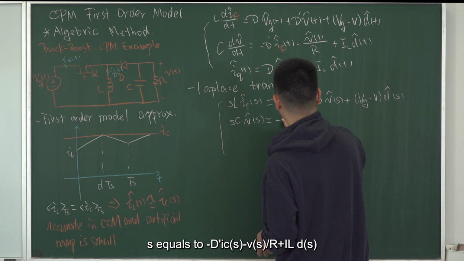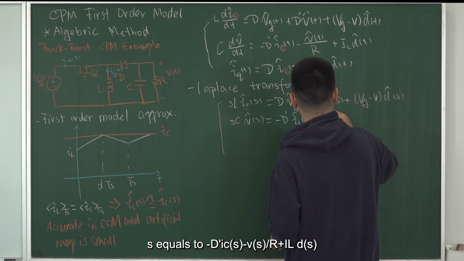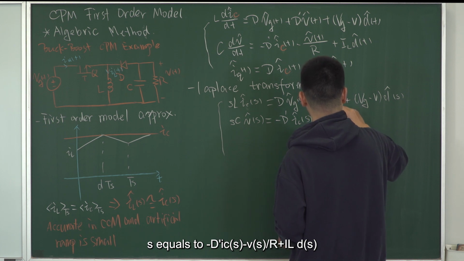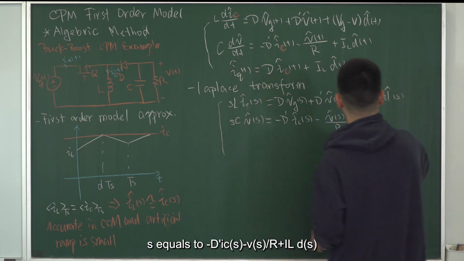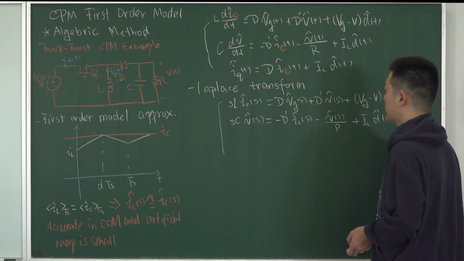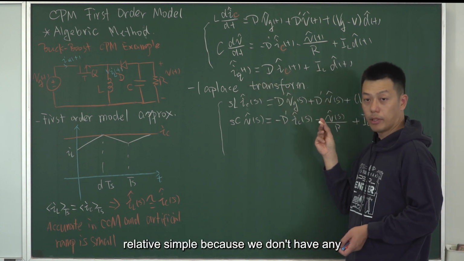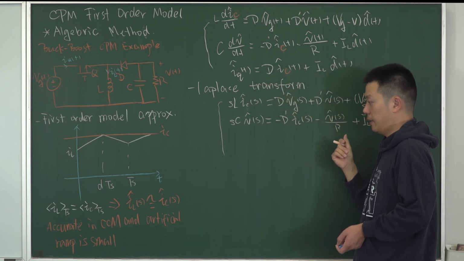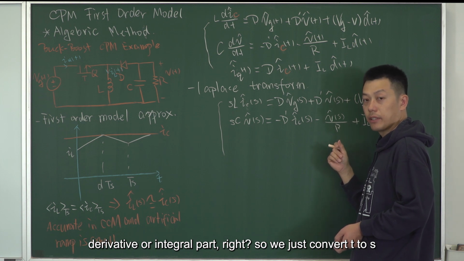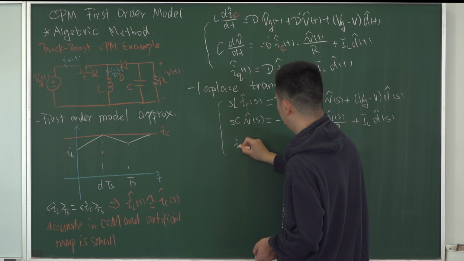equals to minus D prime IC S minus V S over R plus IL. Third one is relatively simple because we don't have any derivative or integral part, right? So we just convert the T to S.